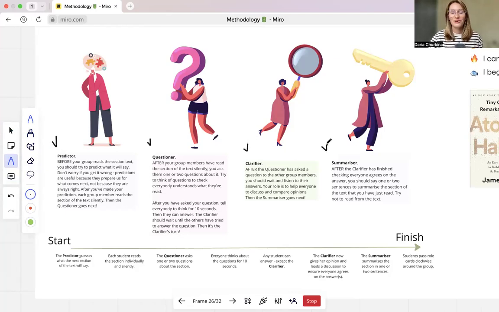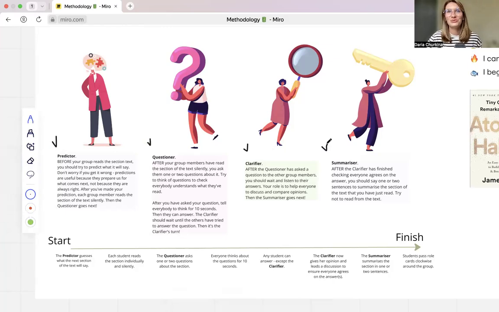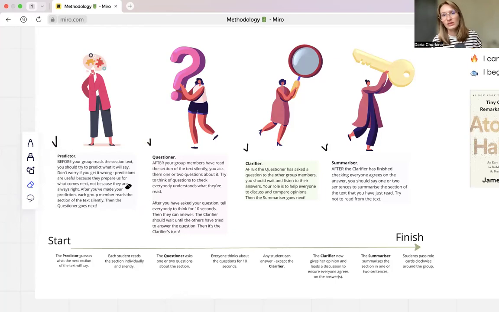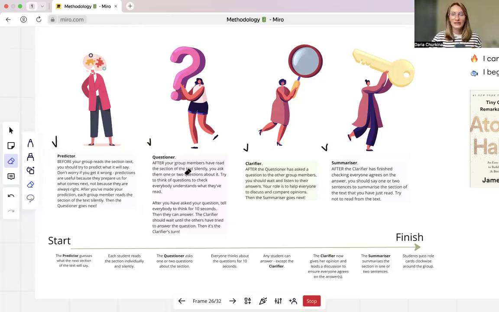And yeah, that's a little bit weird, I would say, but still fun, and it still works. So the idea: first, the predictor starts. The predictor has like 30 seconds to look through the text and predict the context. Or maybe you show them just the heading of the text, which may also work. Then all the students read this first part of the text.